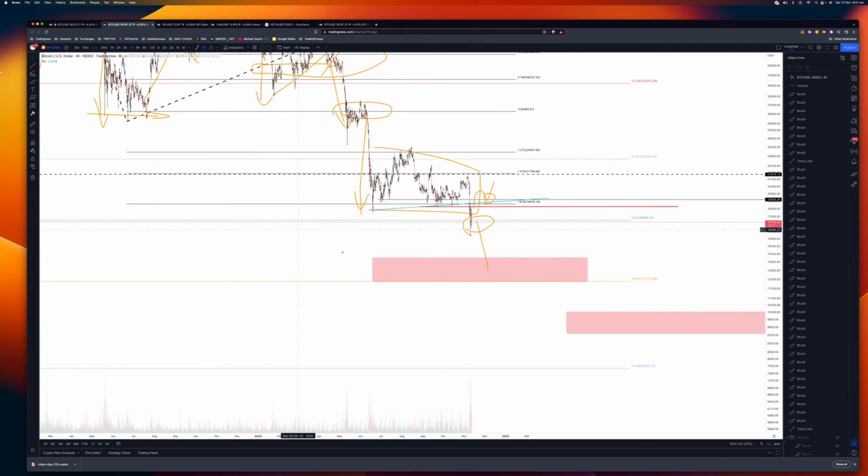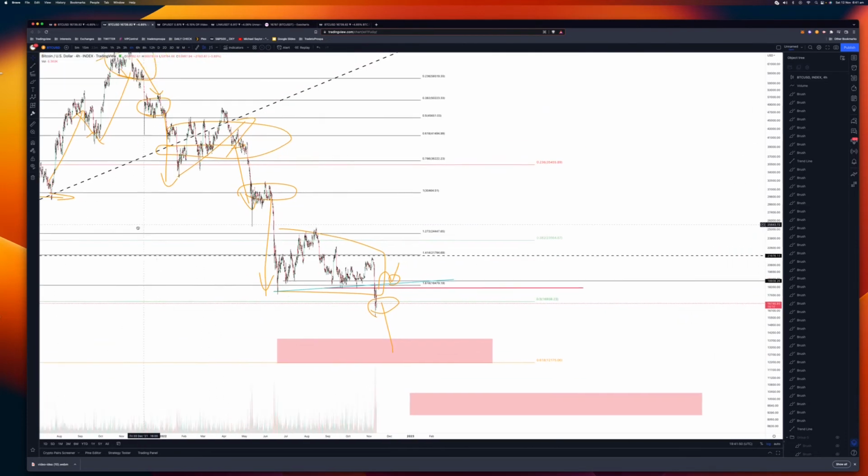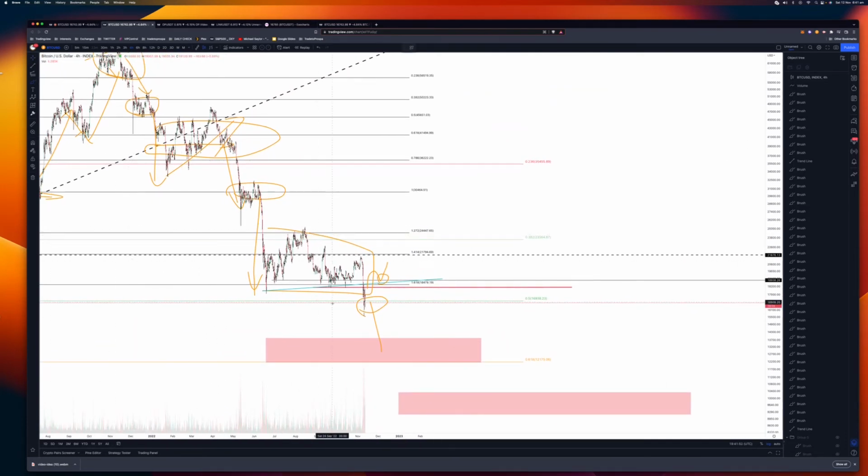And or we have it down here potentially, but I'm thinking this one's going to be sometime later. What do I mean by sometime later? It means that we go up first from here.